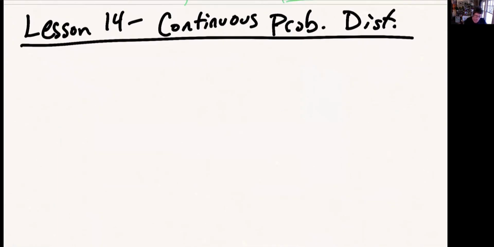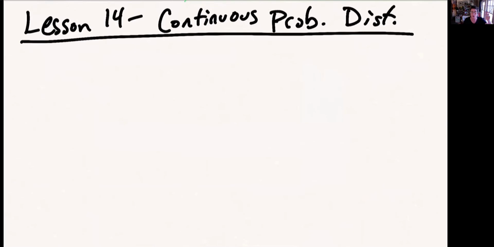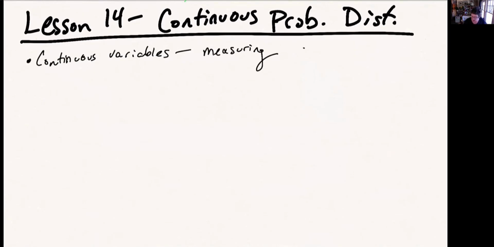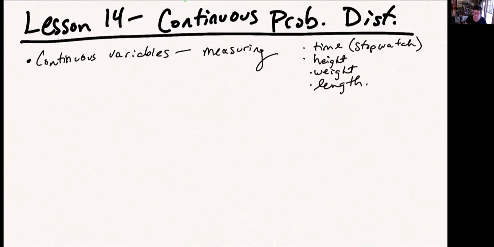All right, so for continuous probability distributions, these are continuous variables. Before we were using counting numbers, now we're doing continuous variables, which are the variables we use to measure. Okay, examples of things we measure are time. And time is a weird one, but think about it in terms of using a stopwatch. Okay, height, weight, length. Those are examples of measuring things.